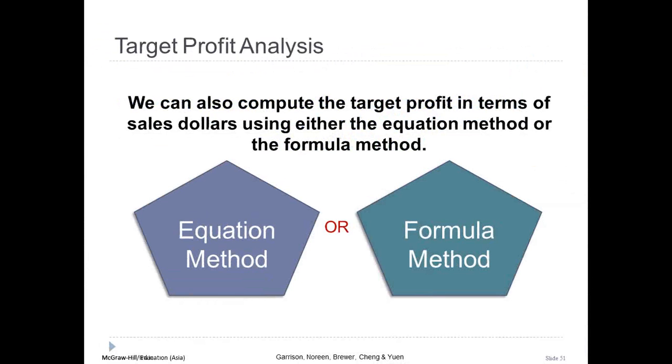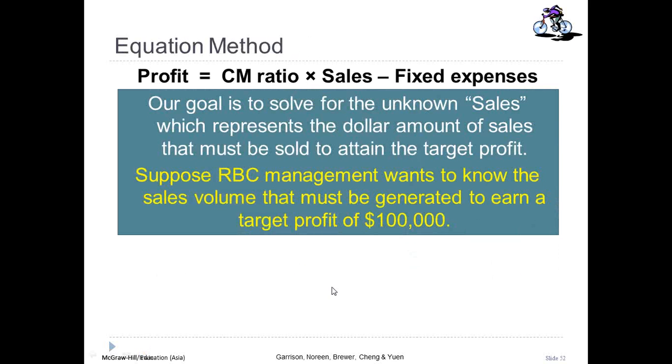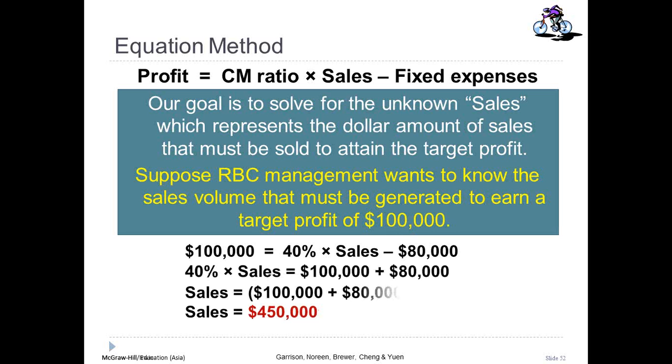So we can compute the target profit either way, the equation method or the formula method. All right? Our goal is to solve for the unknown, which is what in this case? Sales. Here we're trying to get the profit of $100,000. How many units do we have to sell to get $100,000 profit?